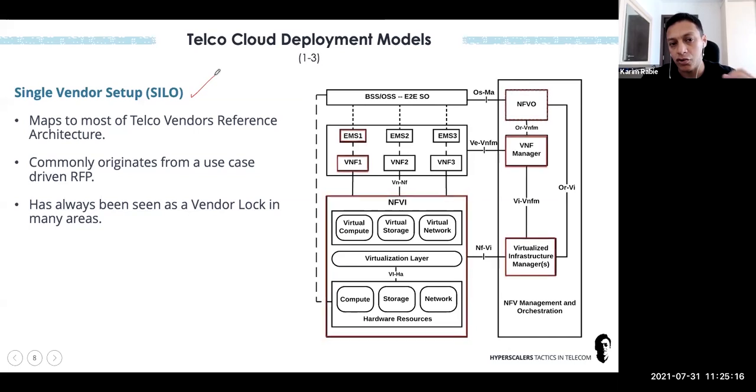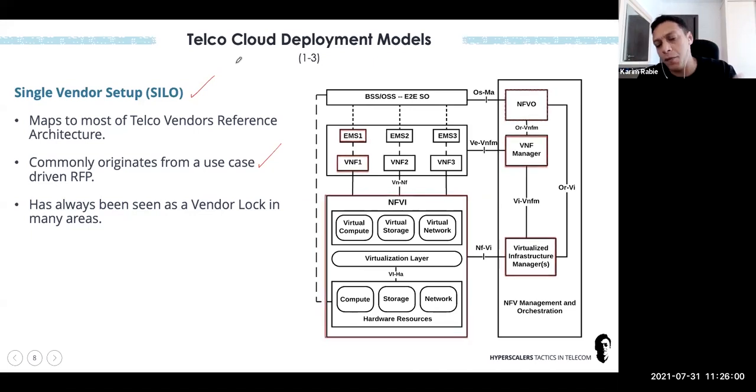The first one, I call it single vendor setup or silo. And that usually originates from a use case driven RFP. What is a use case driven RFP? For example, you issue an RFP to host IMS. When you do the IMS thing, you get a certain vendor, for example ZTE or Huawei, and for sure, respect to all vendors. To onboard Huawei IMS, Huawei brings you the full stack, for example FusionSphere, FusionStorage, and Cloud Opera. So they bring you the full cloud stack. Then you get a setup that is 100% tuned and provided by one vendor.